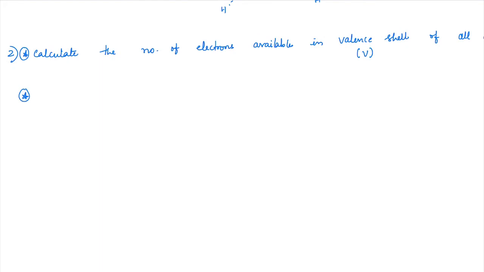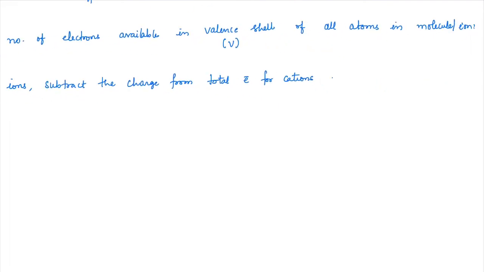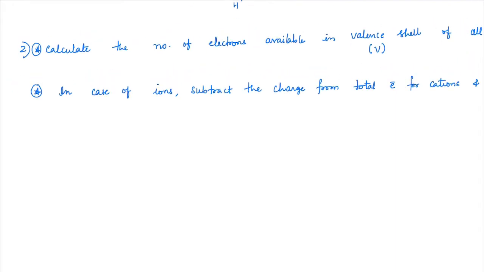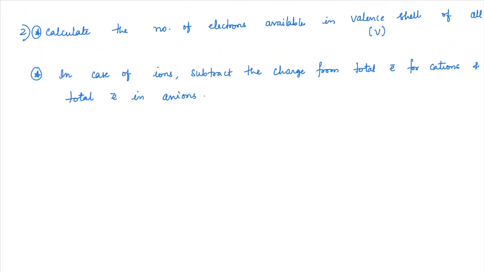Next thing is, in case of ions, subtract the charge from total electrons for cations and add the charge to total electrons in anions. Okay, this is rule number 2.